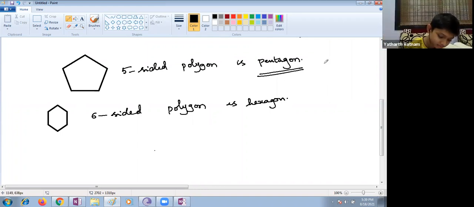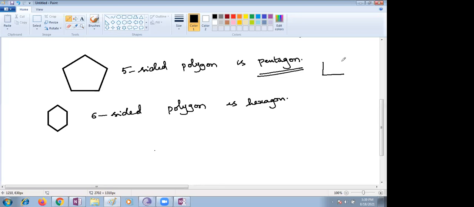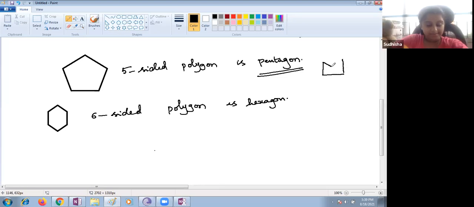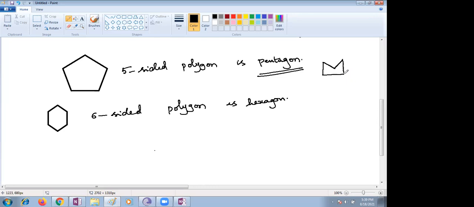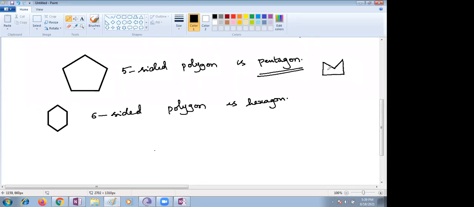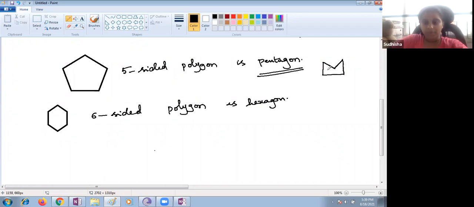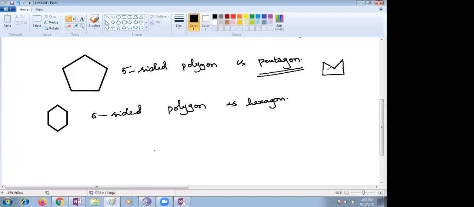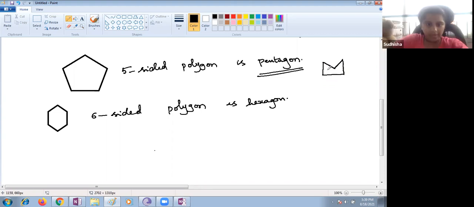Now my question to Sudisha. Sudisha, are you there? Is this a polygon, Sudisha? What you draw is a polygon. How many sides are there in this polygon? 5, ma'am. Can we call this figure a pentagon? No, ma'am.